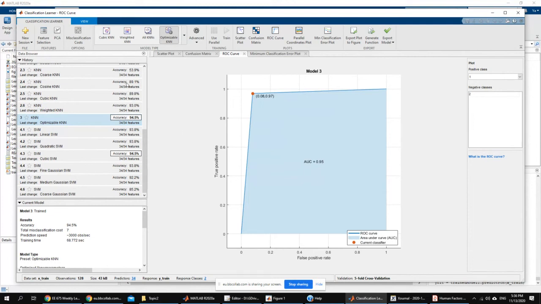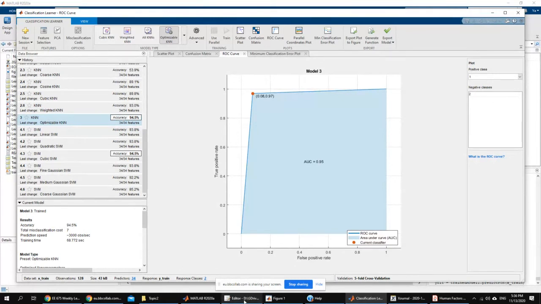Okay. If you understand what we are doing here, if you know how to use the classification learner app, it's going to be much easier for you. If you want to do research in this area, it's going to help you a lot. So if you know that, you just prepare your data and use it right away with the classification learner.